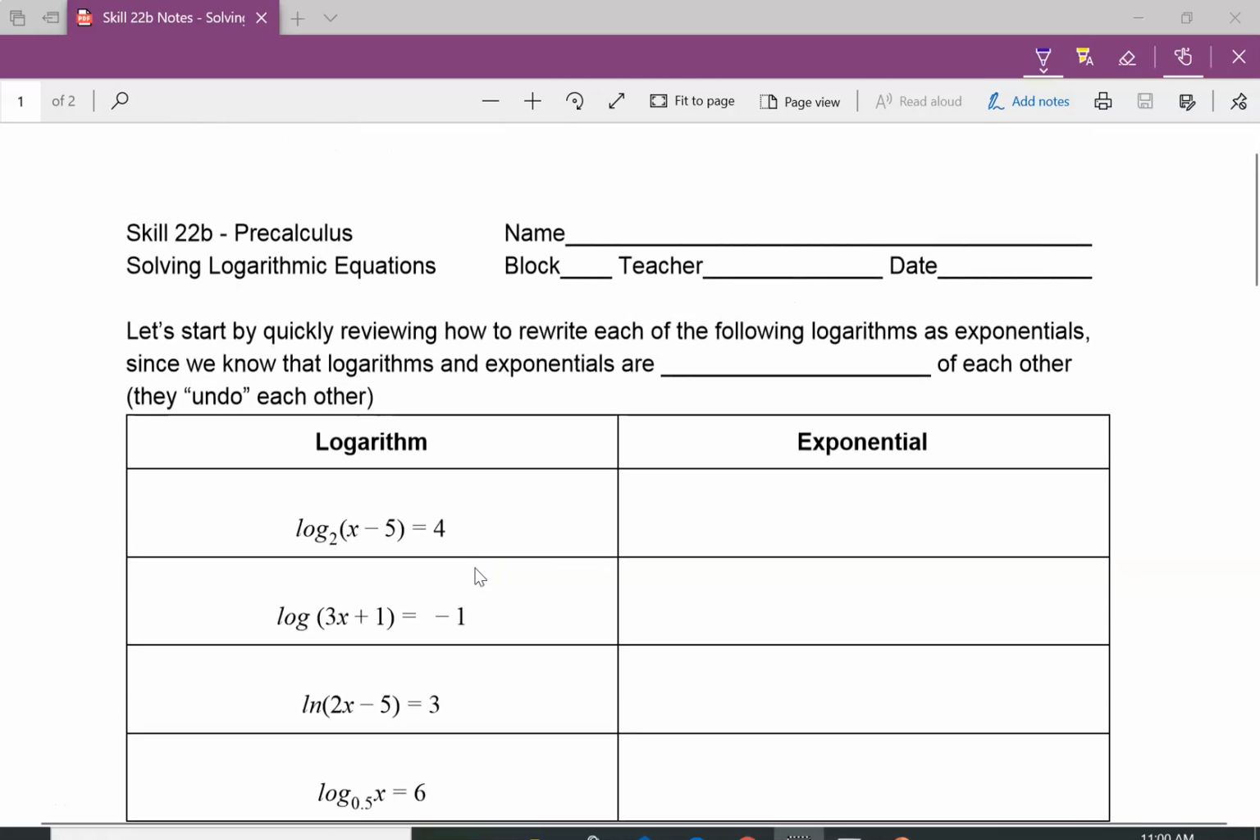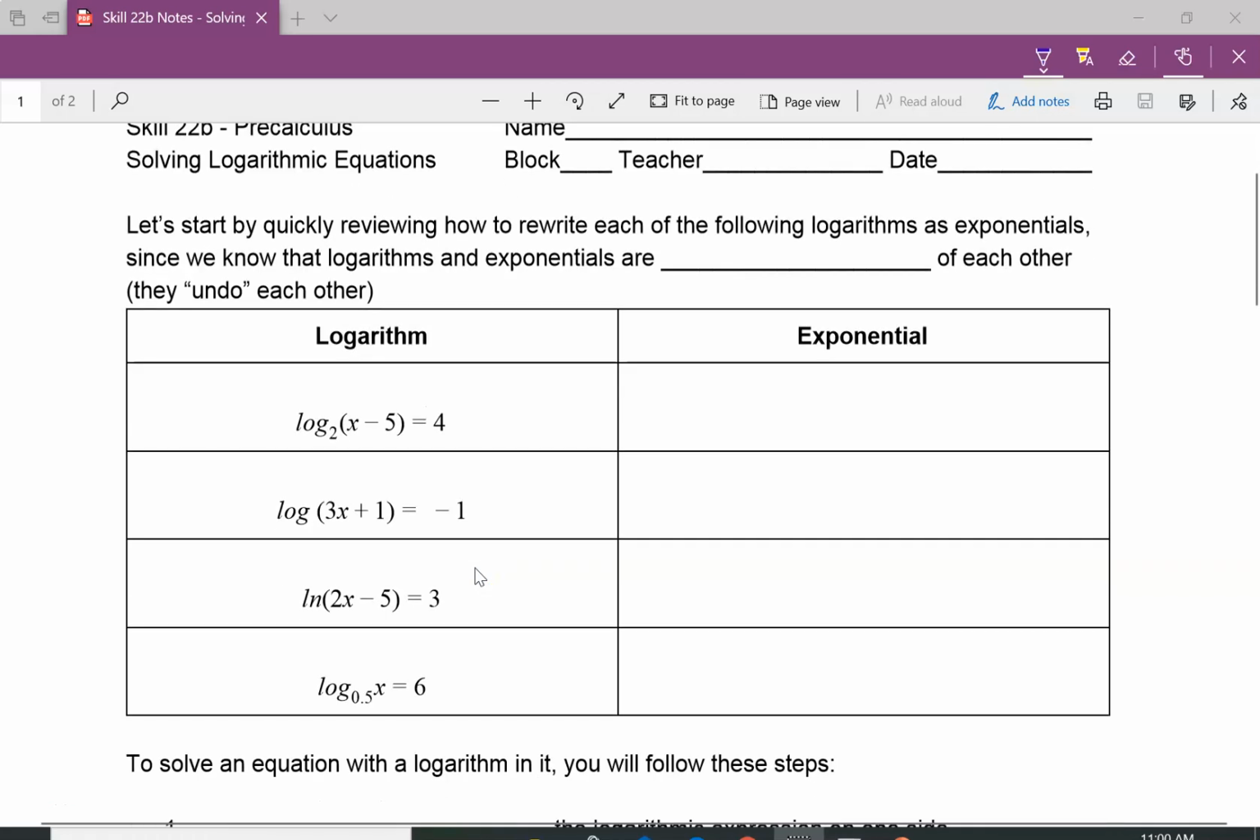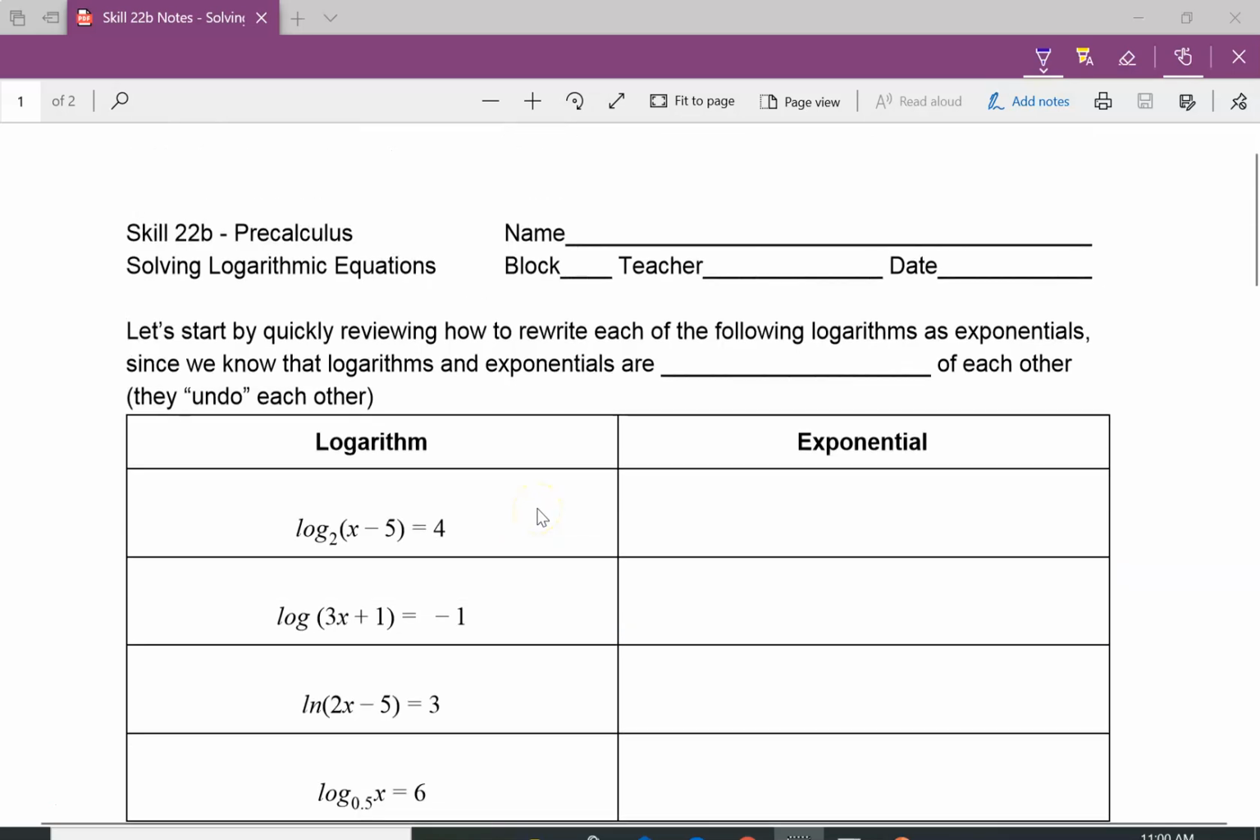Hello everybody, this is Skill 22B, which is the last lesson that we're going to look at that involves logarithms. Today's lesson is going to be about how to solve logarithmic equations.